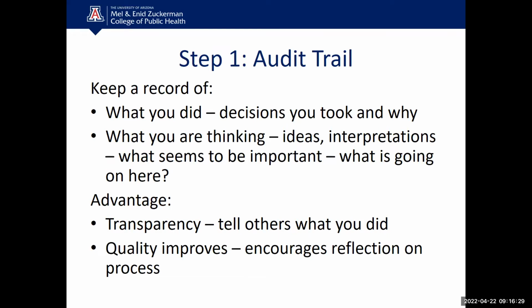So the first step is an audit trail. Some people may call this keeping memos, keeping a journal, but the important thing is to keep a record of everything that you do right from the beginning of the research process, the decisions you took and why you took them. And secondly, very important, what you are thinking, your reflections, your ideas, your interpretations, what seems to be important, what is going on here. During your data collection, somebody may say something that takes you by surprise and sets you thinking, maybe this concept is important, maybe I need to think about my research in a different way.